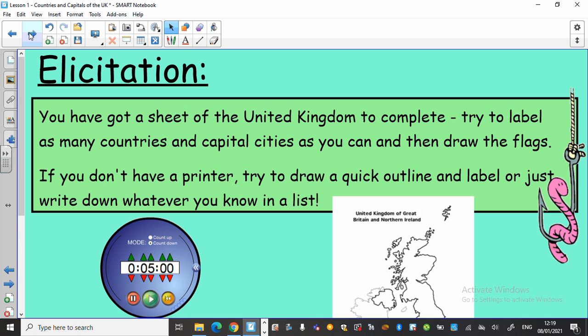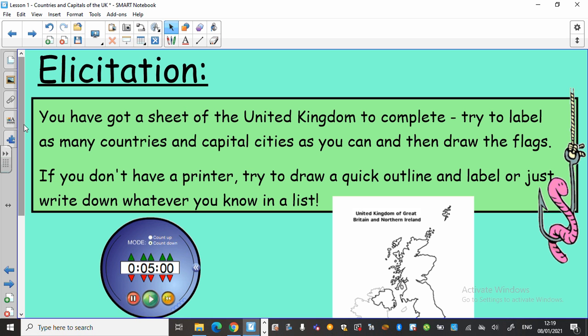Now, the first thing that I want you to do, we call it an elicitation task, and we do this in English quite often. We do it in science, and we're going to do it in geography. All it means is we're trying to elicit, we're trying to find out what you already know about a certain topic. In this case, in this lesson, it's about the countries of the United Kingdom. So it says you have got a sheet to complete.